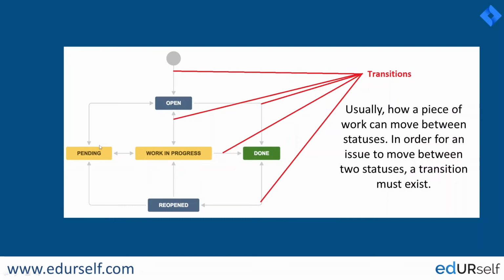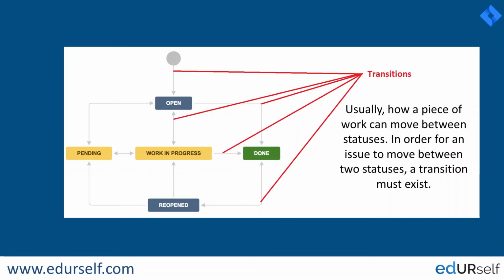So whenever the issue gets created, it will be in the open status, so that based upon how we have designed the workflow in the backend, based upon the transition direction, the user will be able to move the issue from open either to work in progress, or directly to pending, or maybe even directly to done. So the transition will decide what should happen in between the statuses, from which status to which status the user needs to move the issue.